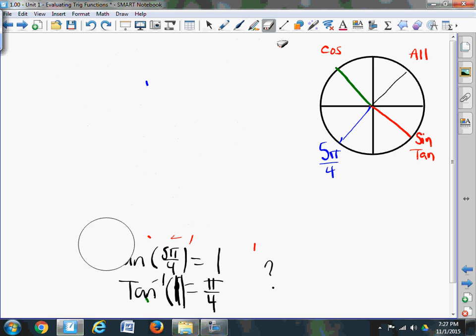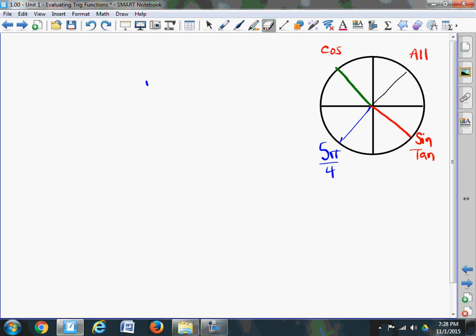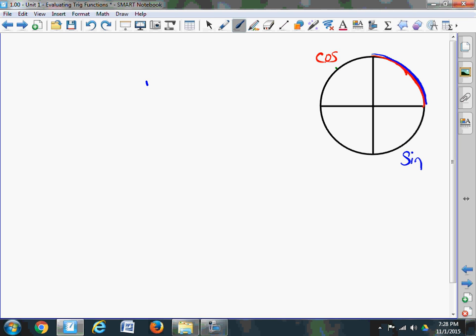Now they all are positive in the first quadrant, so they all want the first quadrant to be a part of it. So cosine wants this to be a part of it, and they all like it. Sine wants a part of that, and tangent wants a part of it as well.